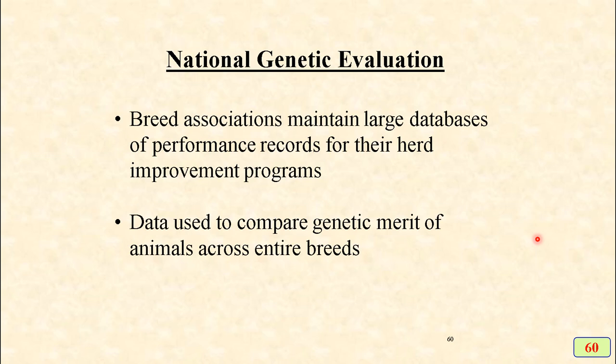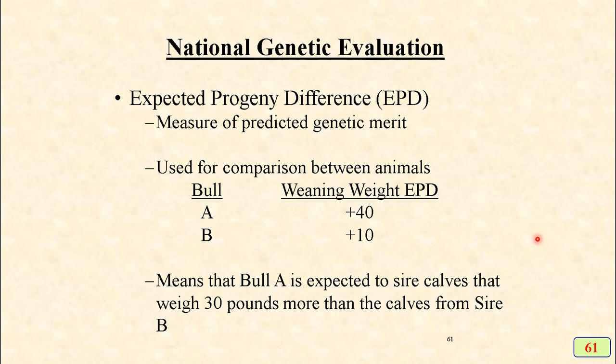Then a national genetic evaluation program should be there, where the breeder associations maintain a large database of performance records for their herd improvement program, and the data is used to compare the genetic merit of animals and to assess the different breeds across breeds and what all the changes are. Then a national genetic evaluation policy exists for most countries, with expected progeny differences and the formulas.